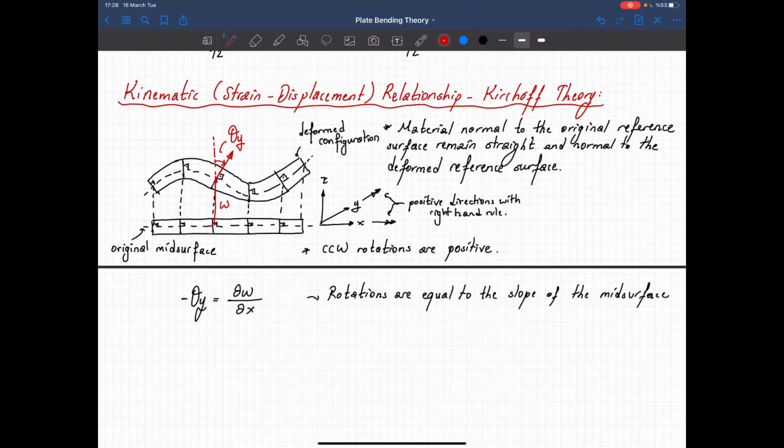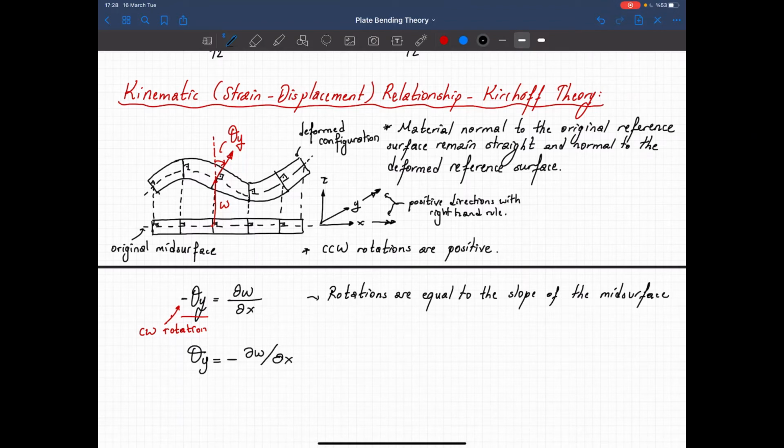And this negative sign is because we have a clockwise rotation. So I can just rewrite this equation as follows. Theta y is equal to minus del w over del x.